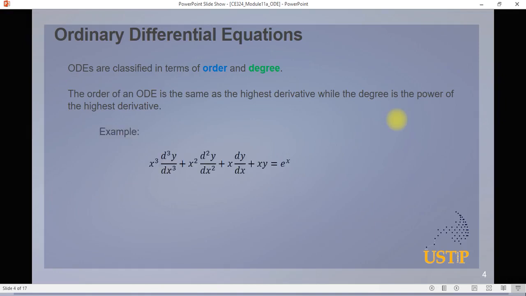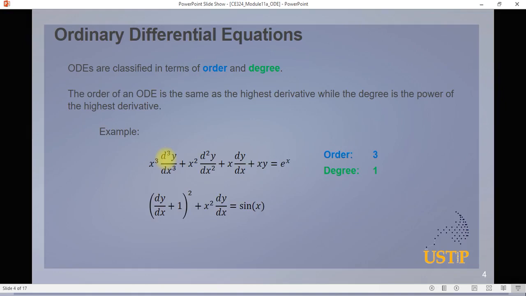So, for example, we have x cubed multiplied by the third derivative of y with respect to x, plus x squared times the second derivative of y with respect to x, plus x times the derivative of y with respect to x, plus xy is equal to e raised to the power of x. So the order is 3. And then the degree is 1, because the third derivative has only 1 degree.